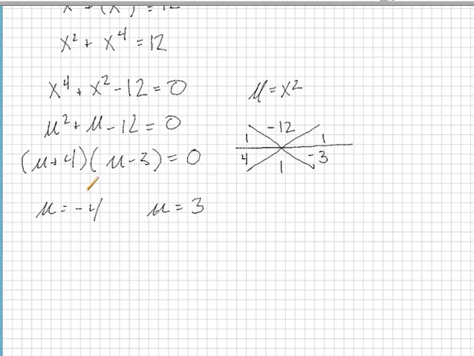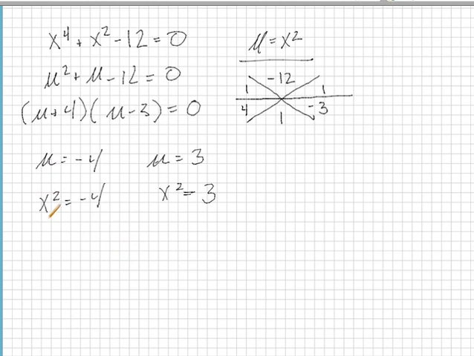Let's go ahead and put this back in terms of x, because that's what our original equation was in. So here we have x squared is equal to negative 4, and x squared is equal to 3. Well, as I'm sure you're aware, when we square something, we always get a positive number. We never, ever, ever get a negative number. So this solution isn't even possible. So this is the only one we're looking at here. So let's go ahead and solve this. x is equal to plus or minus the square root of 3.